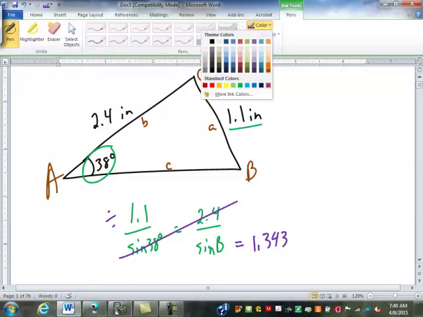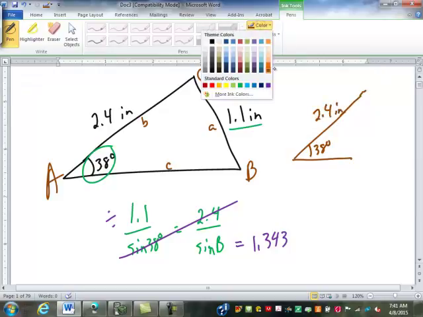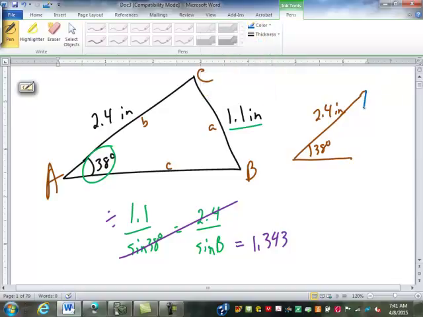What that means is, in this triangle, if we have an angle here of 38 degrees, and this side here is 2.4 inches, it takes more than 1.1 inch to reach down. This side here never reaches down. No matter how far you extend this side out, this one will never reach down to that side. It's too short. This is not a triangle.